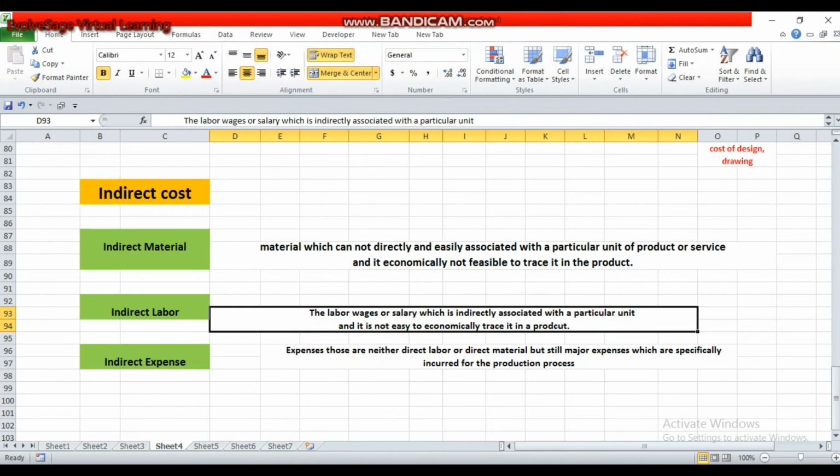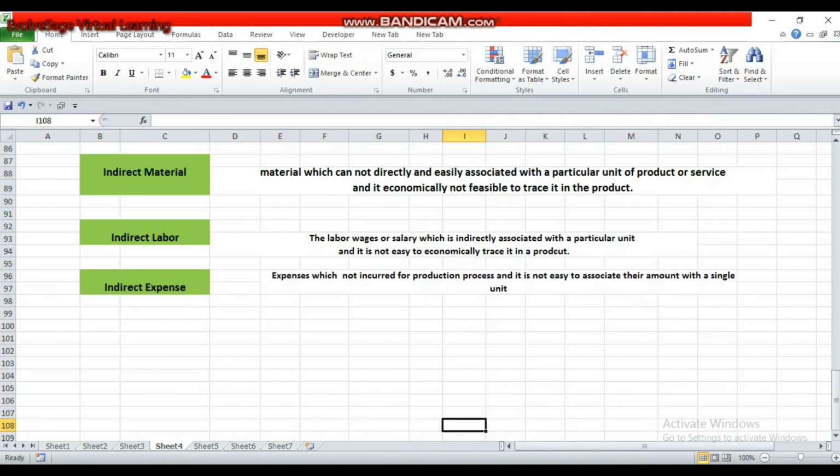Another perspective is that they are not directly involved in the production process, that's why their paid amount will be considered as indirect labor cost. Guys, in the same way, we have two types of expenses. Some are major expenses and some are minor expenses in terms of their importance in the production process. So the expenses which are minor and less important in the production process will be called indirect expenses. So let's discuss these expenses in more detail.